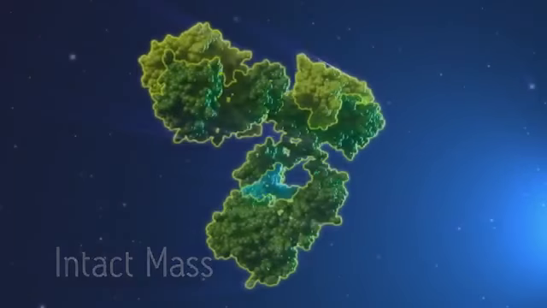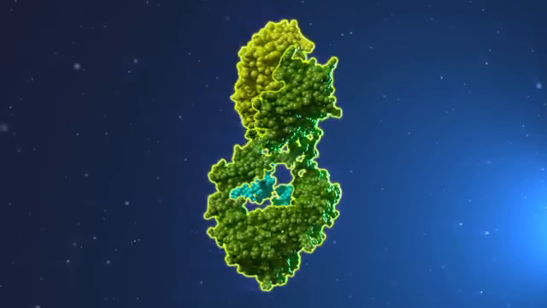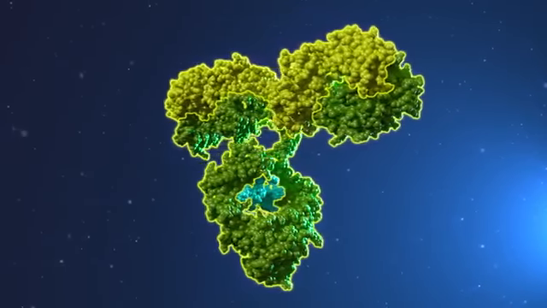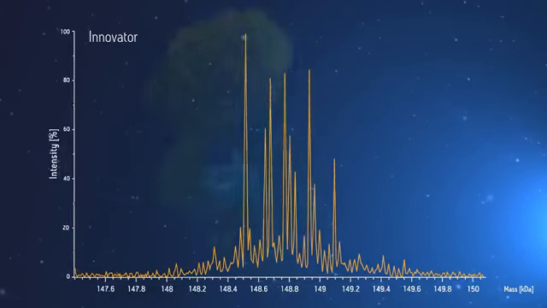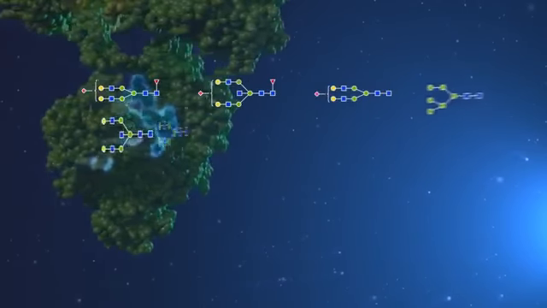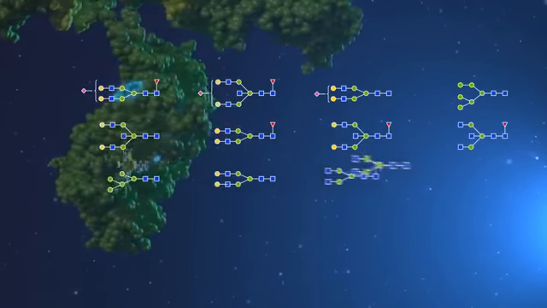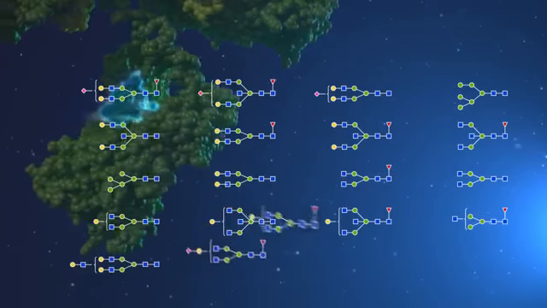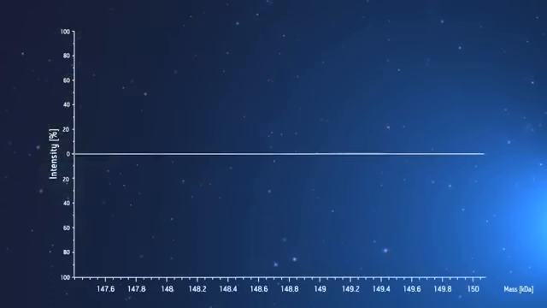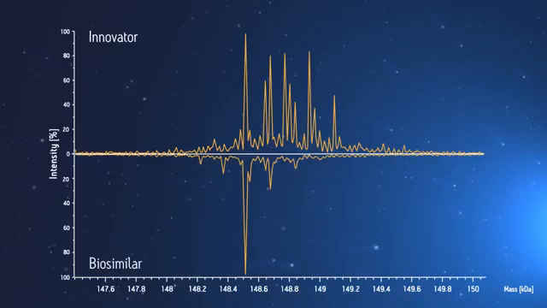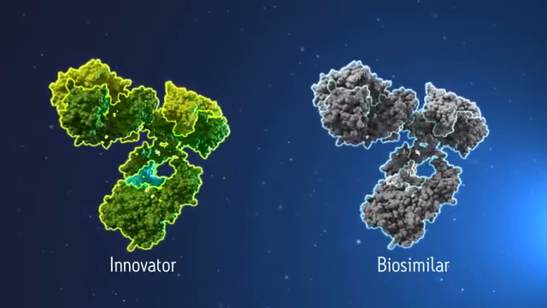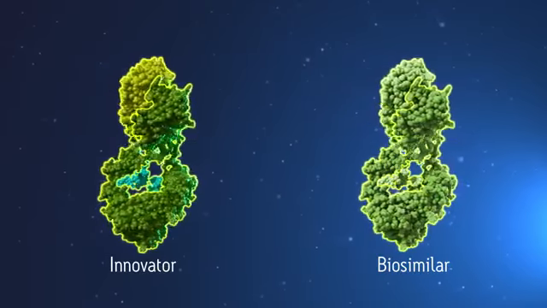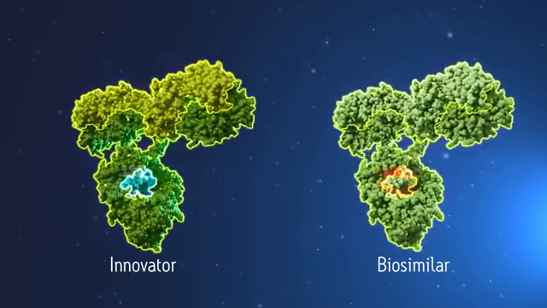Intact mass analysis is the cornerstone for understanding the structure and variability of large molecules. This spectrum shows a range of molecular variants present in a single sample of the innovator product. Each heavy chain contains one N-glycosylation site, populated by a range of glycan structures. LC-MS allows us to make quantitative comparisons of the relative abundance of major variants. Intact mass analysis allows us to establish a basic level of similarity and may highlight possible differences for further study.